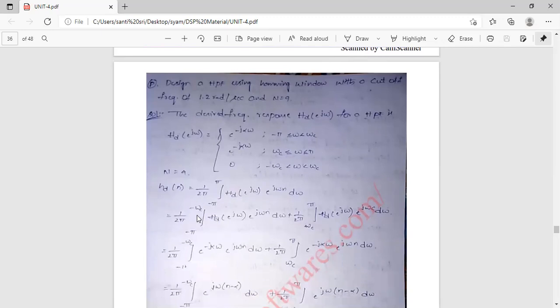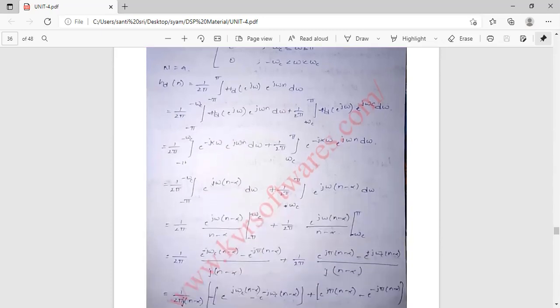That is 1 by 2 pi integral minus pi to minus omega c, it is hd e power j omega, plus 1 by 2 pi omega c to pi, this one, and otherwise it is 0. So minus pi to minus omega c it is e power minus j alpha omega and e power j omega n d omega, plus 1 by 2 pi omega c to pi, it is also e power minus j alpha omega and e power j omega n d omega. Okay.